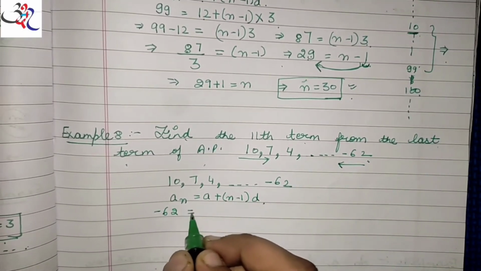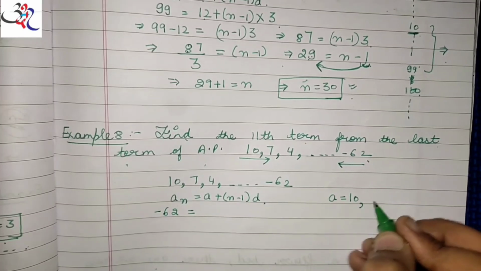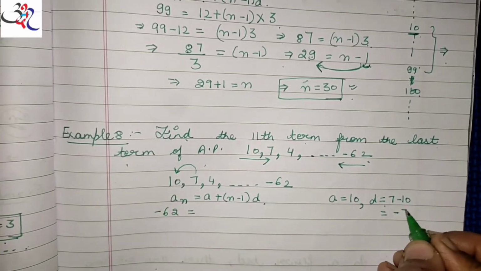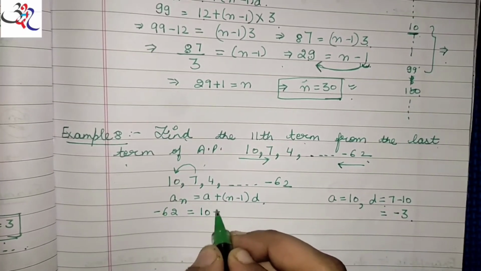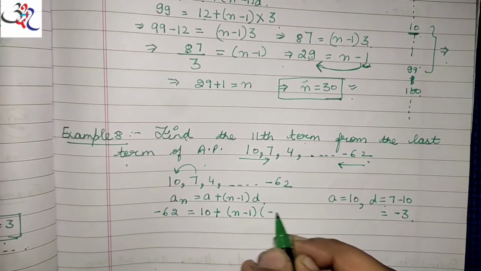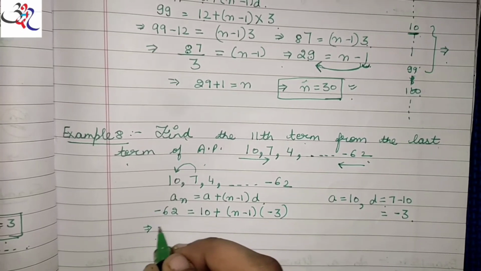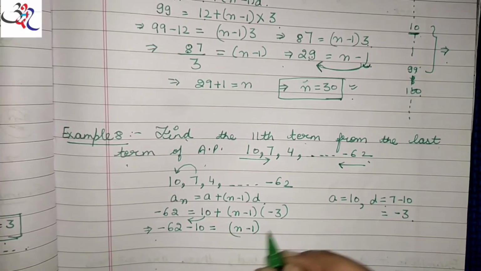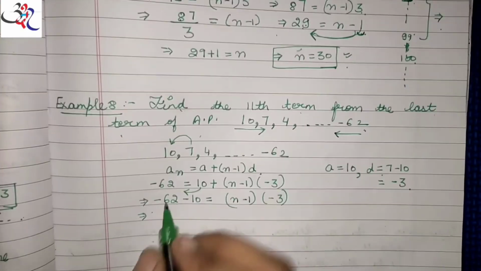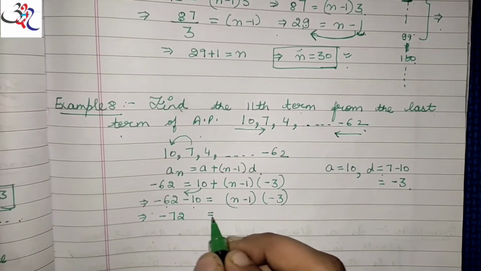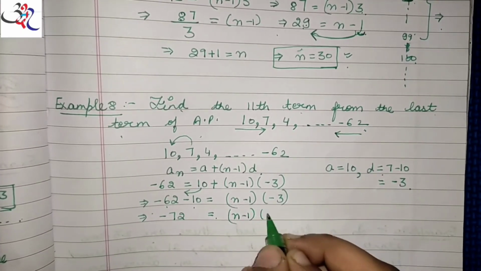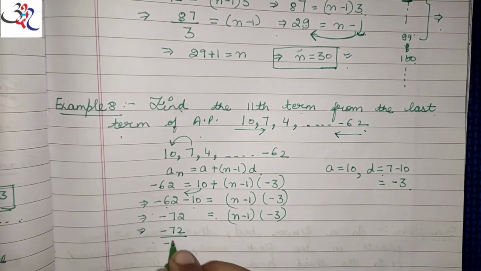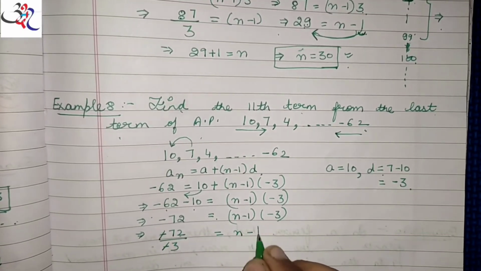An is minus 62, a is 10, and the common difference is what? Common difference is again 7 minus 10, which is equal to minus 3. An is equal to a plus (n minus 1) into d, d is minus 3. So minus 62 minus 10 is equal to (n minus 1) into minus 3. So I will get minus 72 is equal to (n minus 1) into minus 3. So this minus 3 is multiplied here and it will go to this side and get divided, so it will be n minus 1.